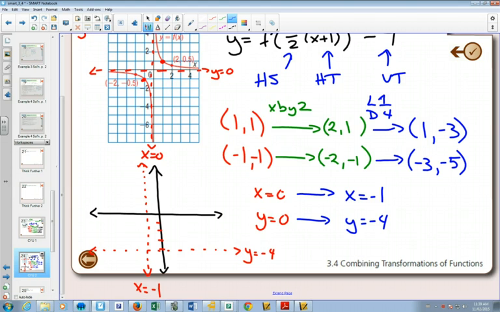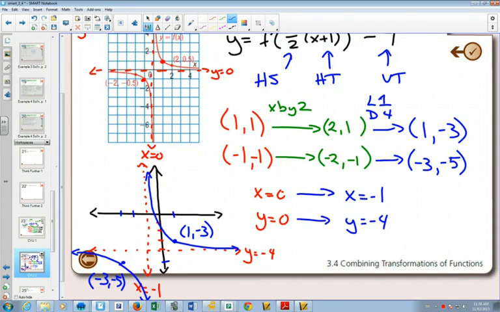Our final graph, we'll label our points. We've got 1, negative 3 right there, and negative 3, negative 5, and since we know that your reciprocal graph goes towards the asymptotes, you'll just draw the correct shape going towards the asymptotes.